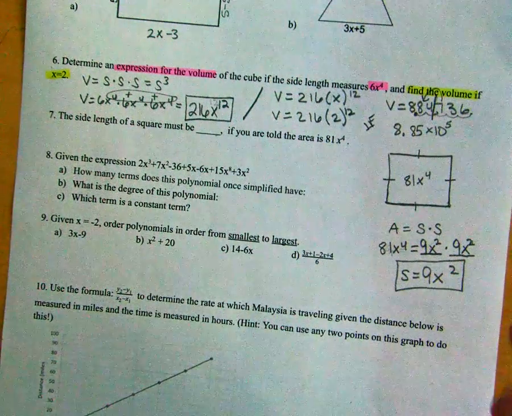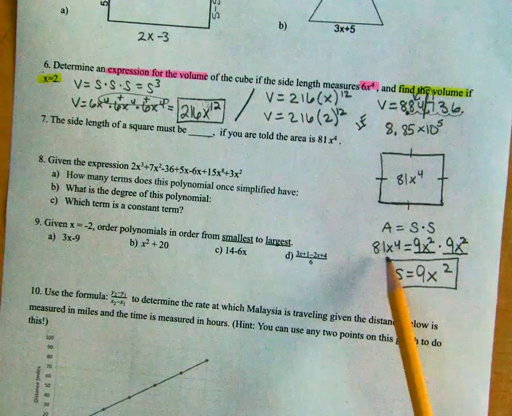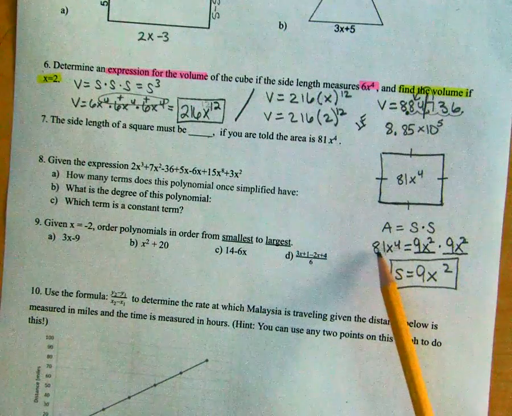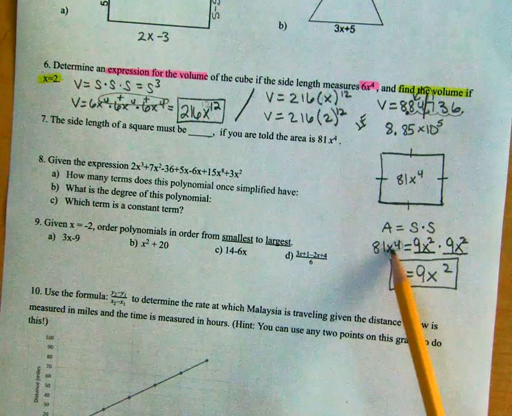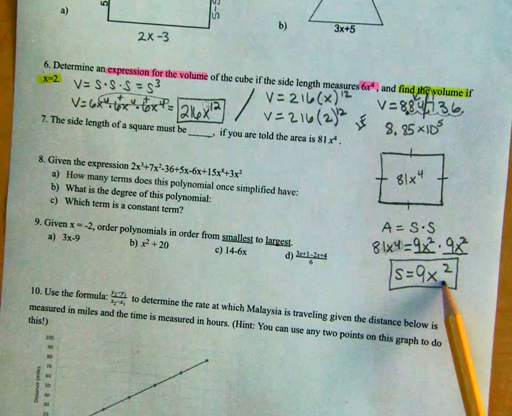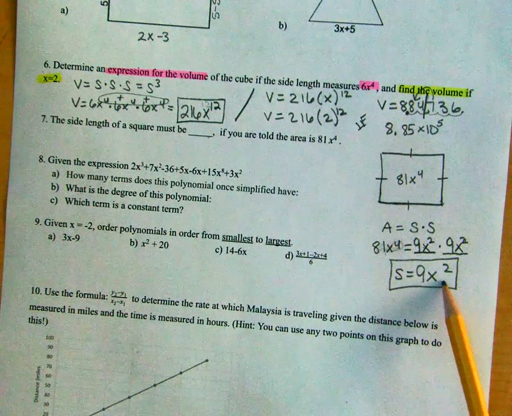And remember, we talked about this. What's going to happen every single time is I'm going to end up taking the square root of the coefficient. Square root of 81 is 9. And then I'll end up taking half of the exponent. Because remember, a 1/2 power and a square root are the same thing.